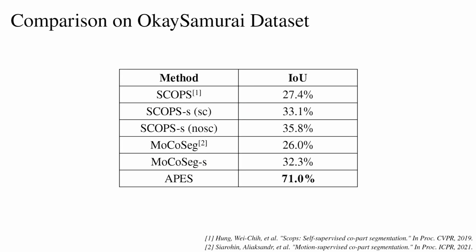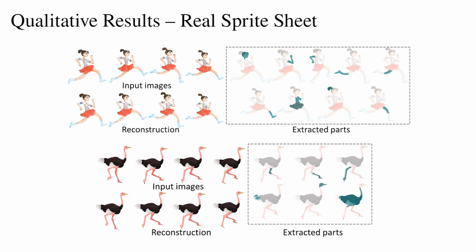Quantitatively, we compare with SCOPS and MoCoSeg, as well as their variants that are supervisedly trained. We use part IoU as the main metric. From the table, we can see our output parts are more consistent with the ground truth parts than the alternatives by a large margin. Here we show the extracted parts from real spreadsheets.